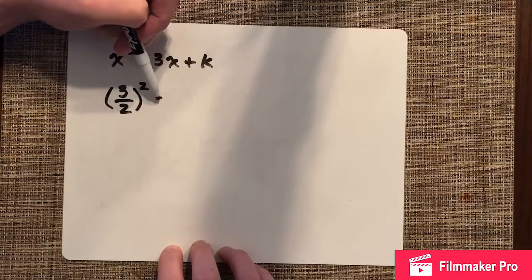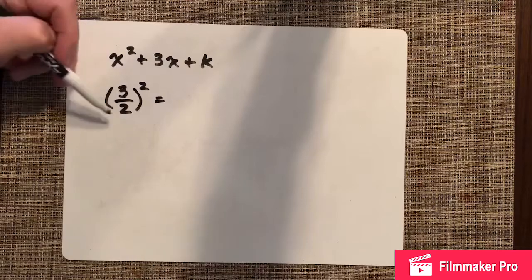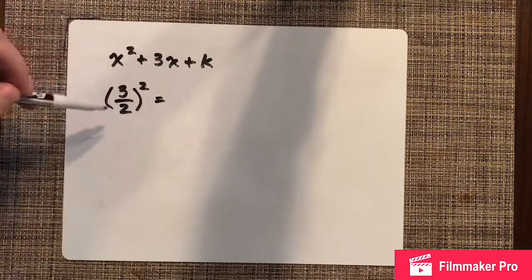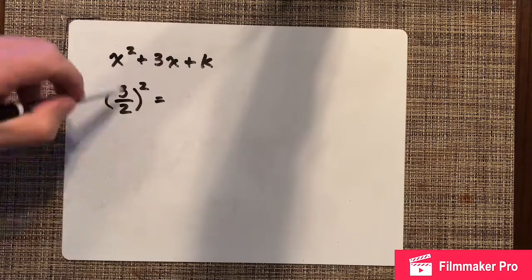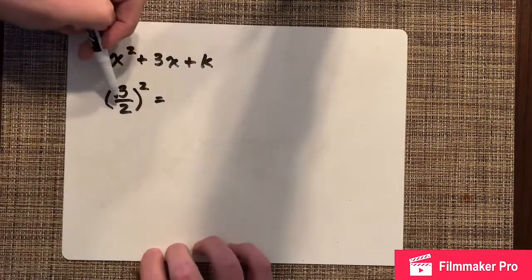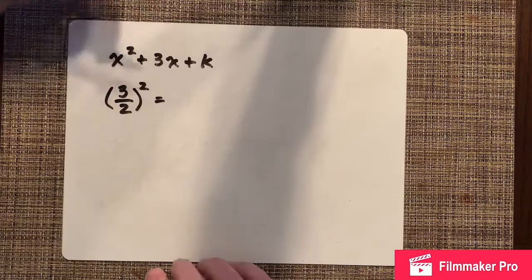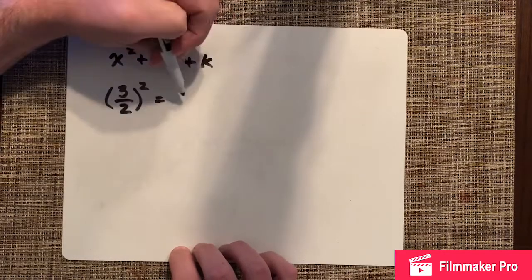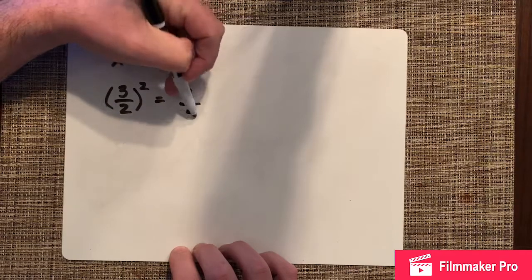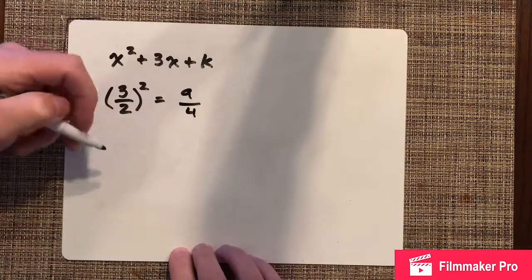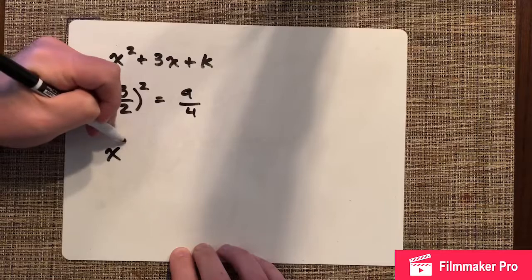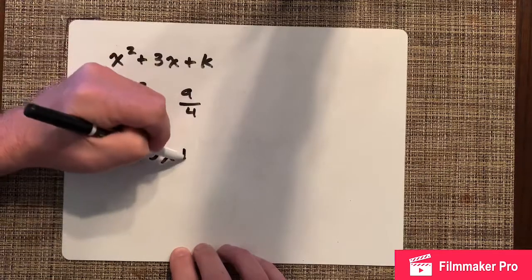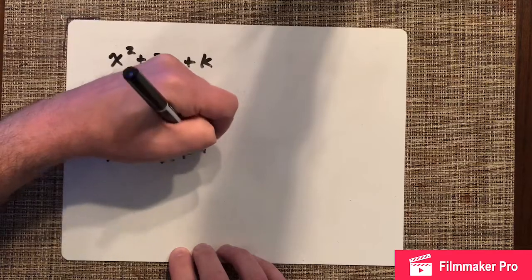When you square this fraction, we don't want to turn this into a decimal. There are no decimals up here, so it's always better to leave your numbers as rational, a fraction. If you square 3 halves, it's 3 halves times another 3 halves, or 3 squared over 2 squared, which is 9 over 4. Well, that's your k value. So our perfect square is going to be x squared plus 3x plus 9/4 at the end.